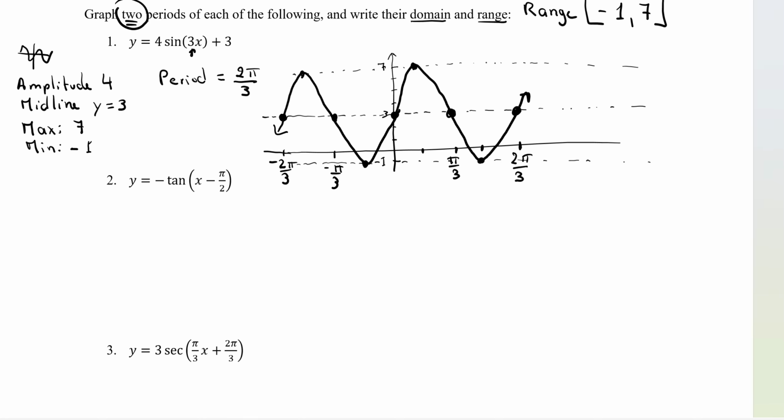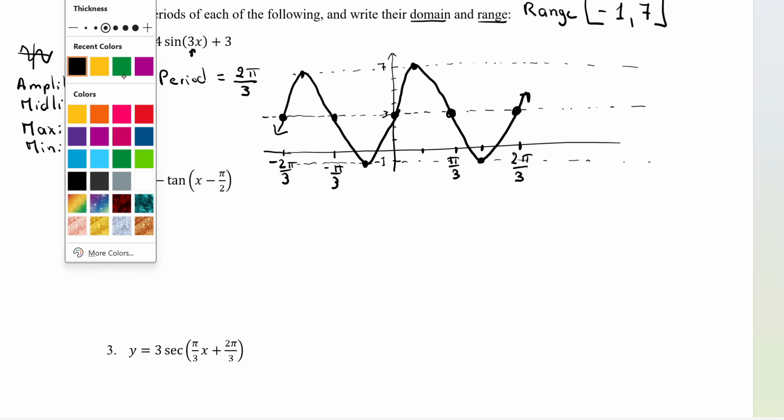All right. Number 2, negative tangent of x minus pi over 2. And I'm going to change color just so that our graphs and work don't run into each other and we don't get confused. So let's go purple.